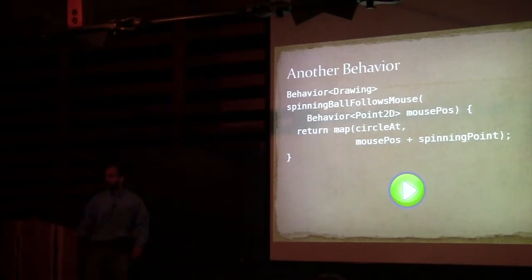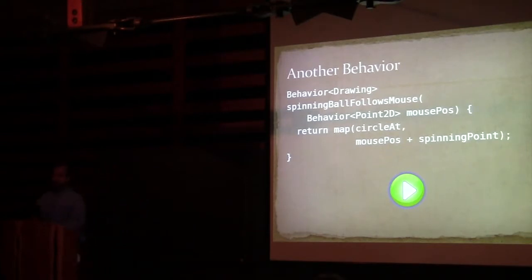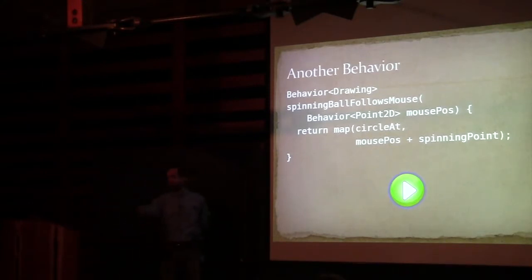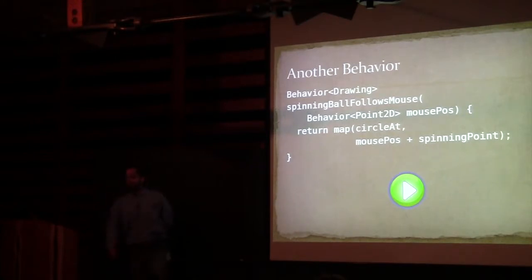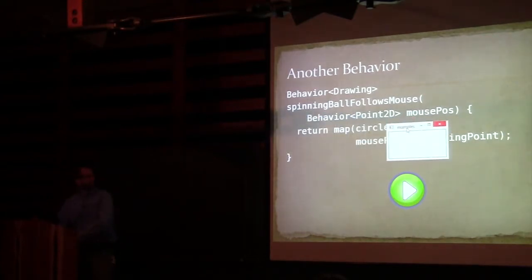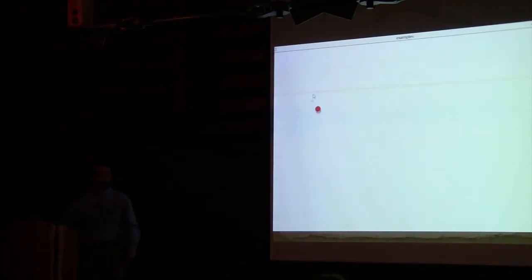Let's look at another behavior. So what do you guys think that this behavior is going to do? We're reusing the things in the previous slide. So I heard the comment is going to spin around the mouse. Let's see. Assuming, of course, plus for point is implemented as offsetting the point. Yes. So yeah, we got this thing spinning around the mouse.